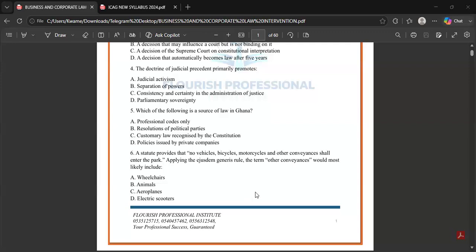For this one, we know it's straightforward. We have the sources of law, and this is one of them. All right, question 6. So we are back to Faustina.